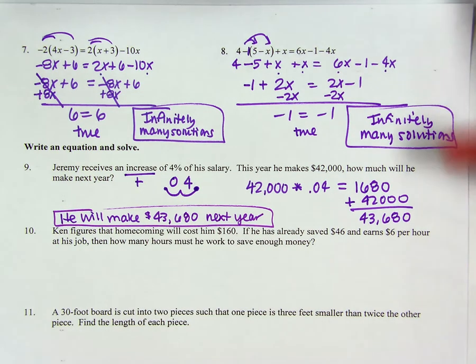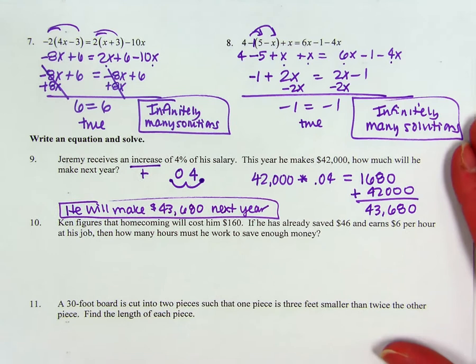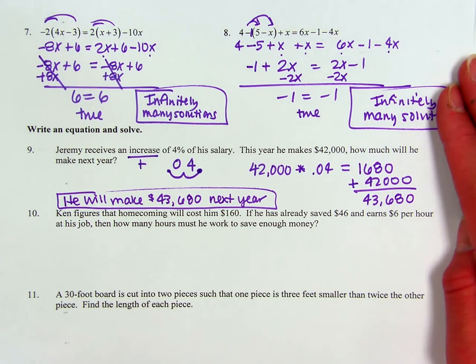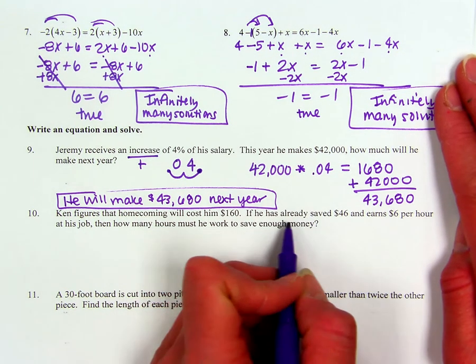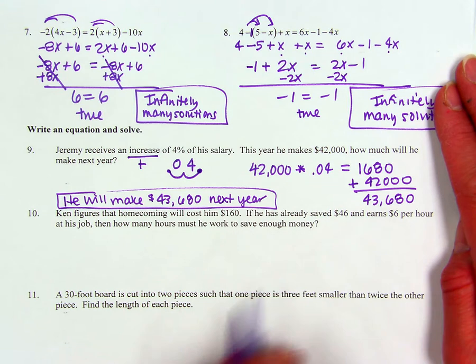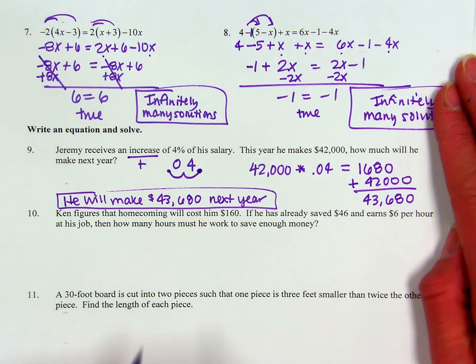All right, problem number 2. Ken figures that homecoming will cost him $160. If he has already saved $46 and earned $6 per hour at his job, then how many hours must he work in order to save enough money?